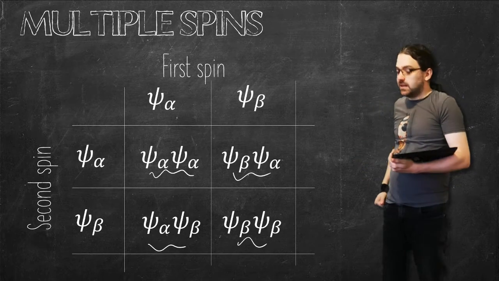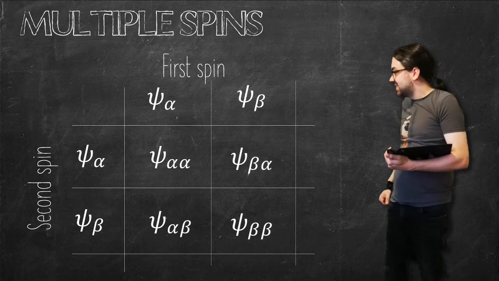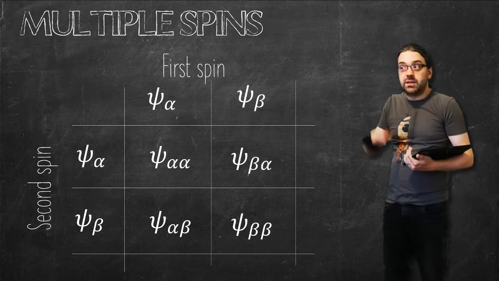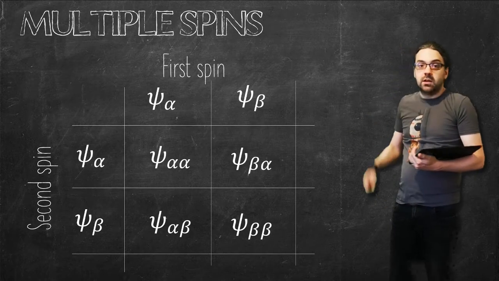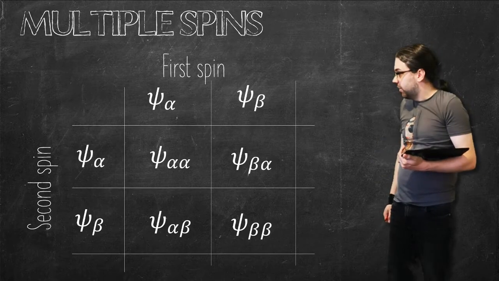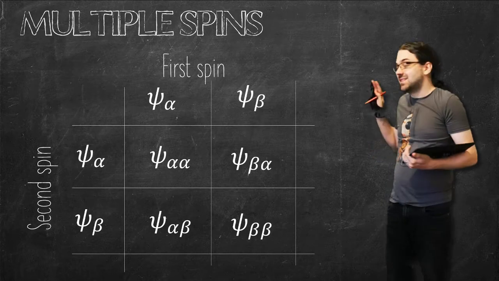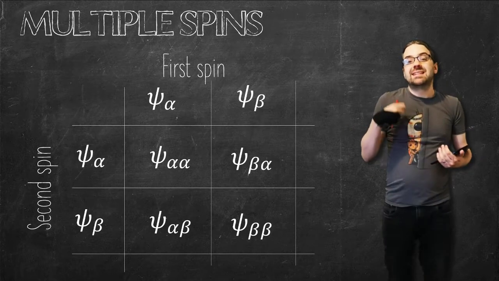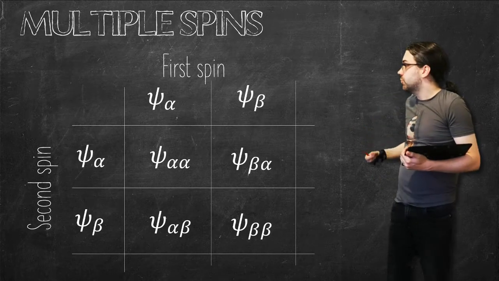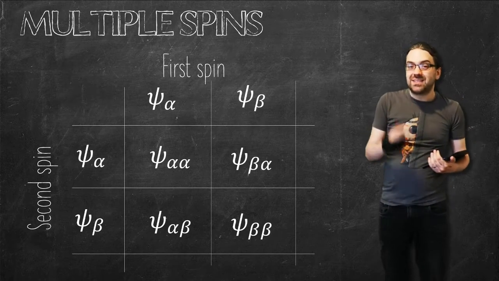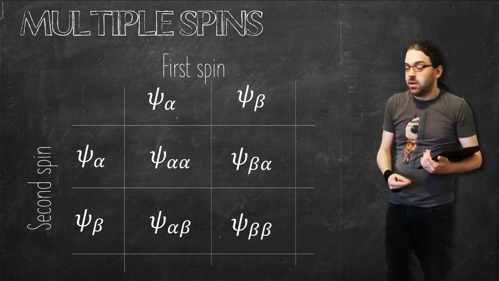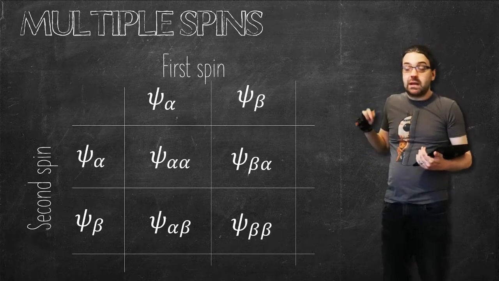We're going to compress that down to just say it's psi alpha alpha, psi alpha beta, psi beta alpha, or psi beta beta. So four possible sets of spin states. These spins are basically entangled together. The two protons are being described by the same wave function. That's the interesting part about how this works.